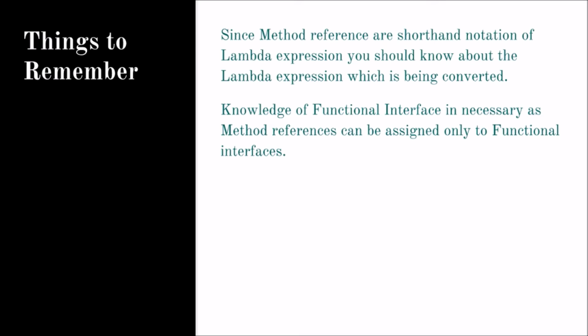There are a few things you need to remember. Since a method reference is a short form of a lambda expression, you should be aware of which lambda expression you are converting to a method reference. That is the first point. And the second point is all method references are assigned to functional interfaces. So you should also have knowledge of functional interfaces, and for that you can refer to one of my previous tutorials in this series. Now let's see some practical examples of static and instance method references in this tutorial, and the last two will be covered in the next tutorial.